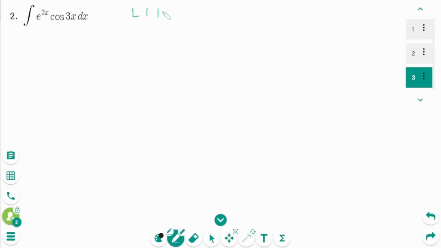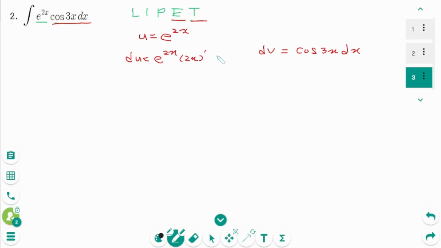Question 2. Use LIATE. Exponent is before trig. Let u equal e to the power of 2x, then dv equal trig, cosine 3x dx. Then differentiate on each side. du equals e to the power of 2x times 2x prime, then dx, equals e to the power of 2x times 2, then dx.